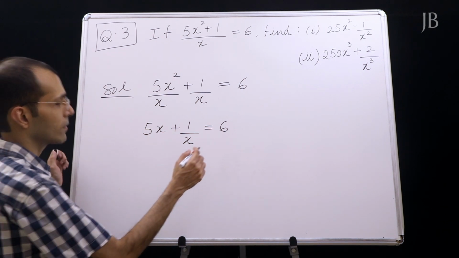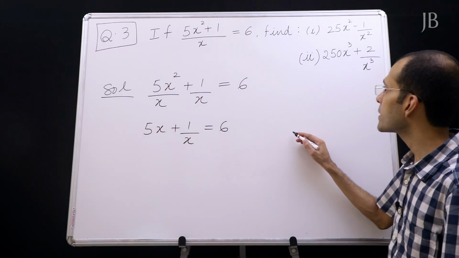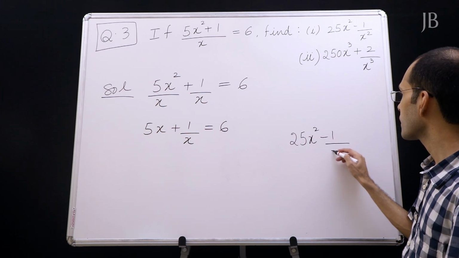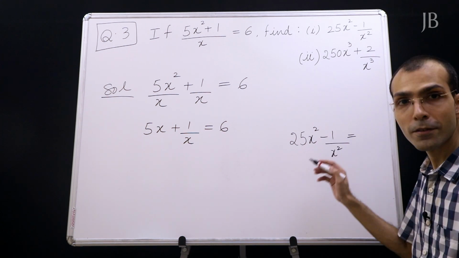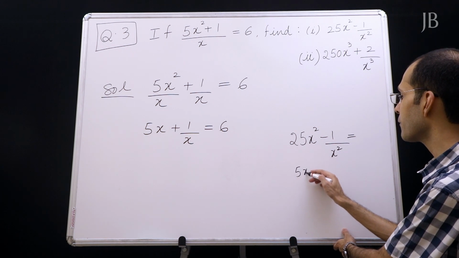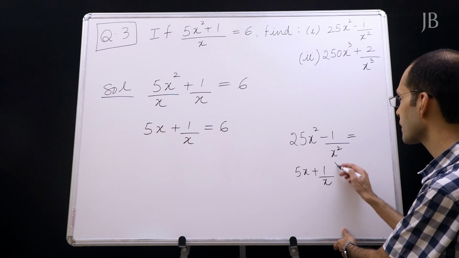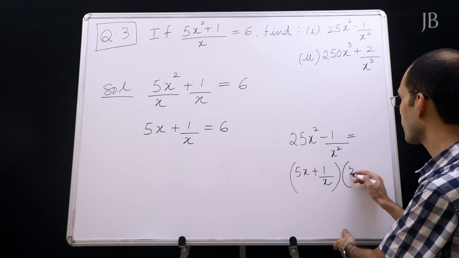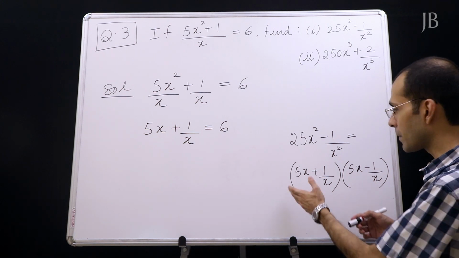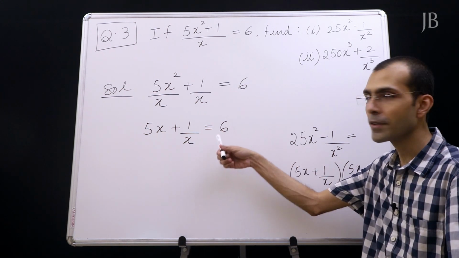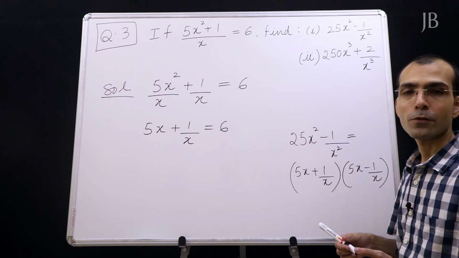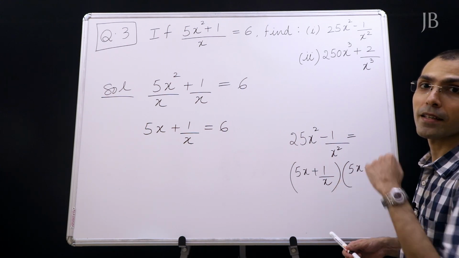So let's analyze first. 25x square minus 1 upon x square is a difference of two squares. So here factorization will come into the picture. This will be clearly 5x plus 1 upon x into 5x minus 1 upon x. We will have to simply multiply the two. Now 5x plus 1 upon x, we know it is 6, but we do not know 5x minus 1 upon x. So first we will have to find 5x minus 1 upon x.